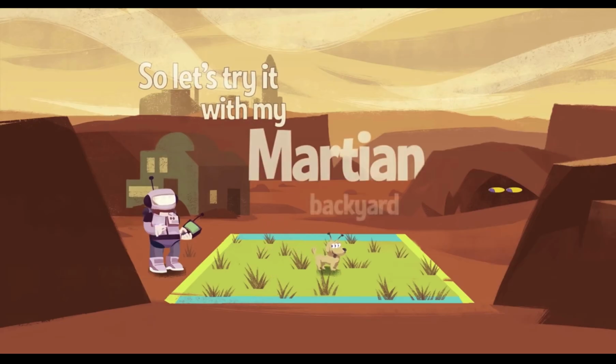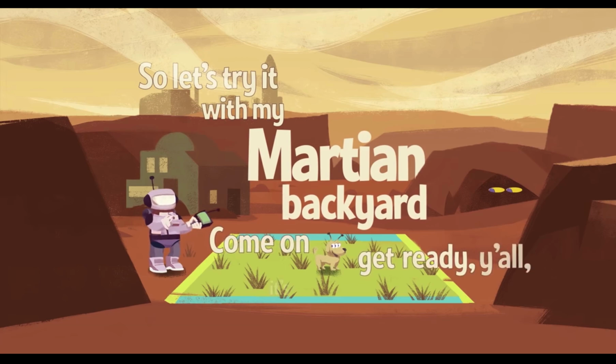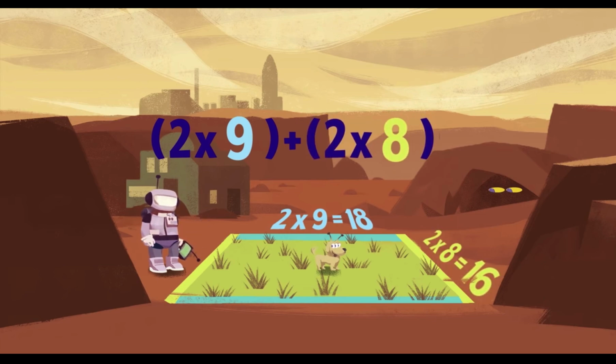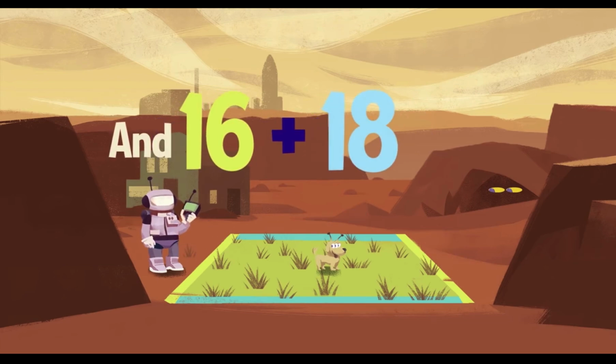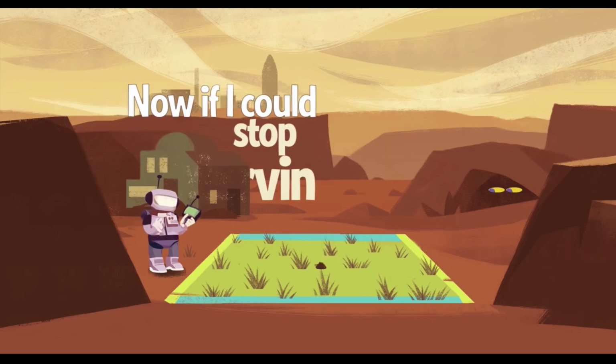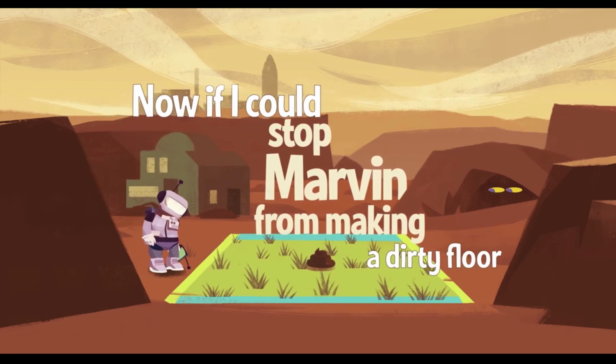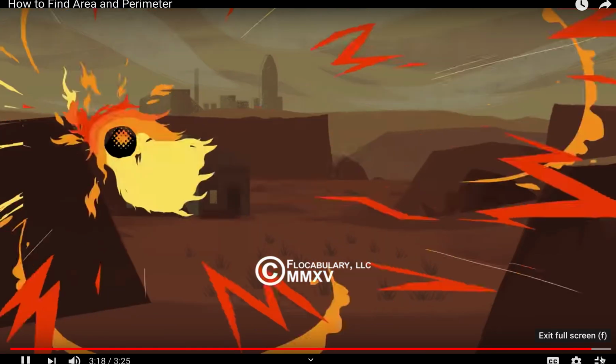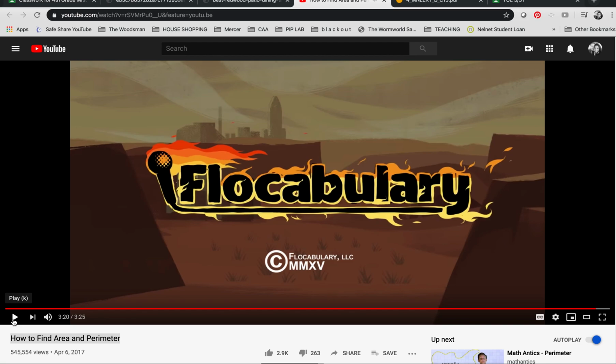So let's try it with my Martian backyard. Come on, get ready, y'all. It's not that hard. 2 times the length of 9 is 18, and 2 times the width of 8 is 16, and 16 plus 18 is 34. Now, if I could stop Marvin from making a dirty floor. Come on, Marvin. Seriously. Oh, Marvin.